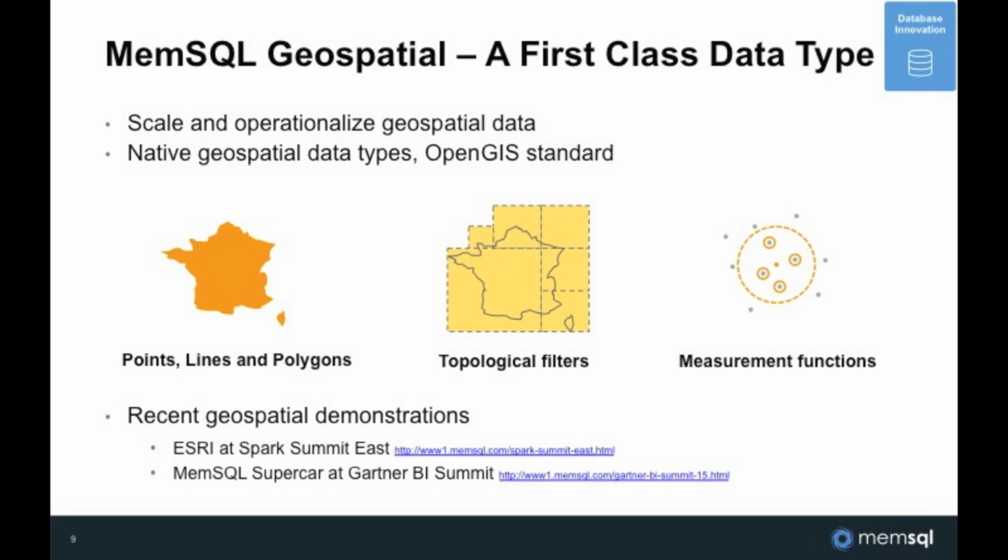First piece is about database innovation. One of the big features we introduced was MemSQL Geospatial. We believe that it's a critical time to be releasing a feature like Geospatial because location and sensor data is everywhere. And in MemSQL 4, Geospatial is a native data type in MemSQL. So you can now define points, lines, polygons, filters, and measurement functions around geospatial data.